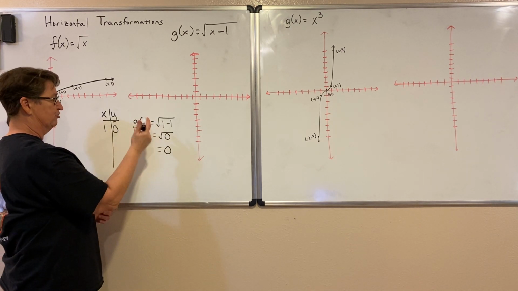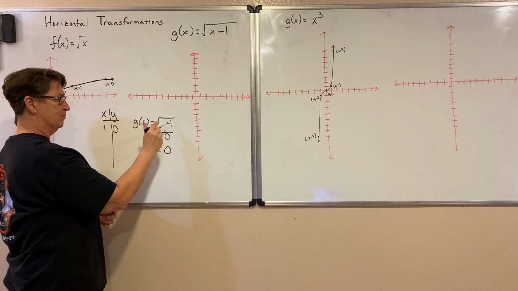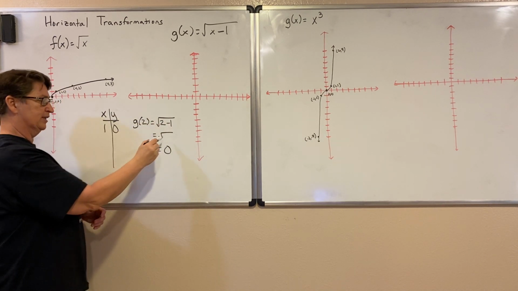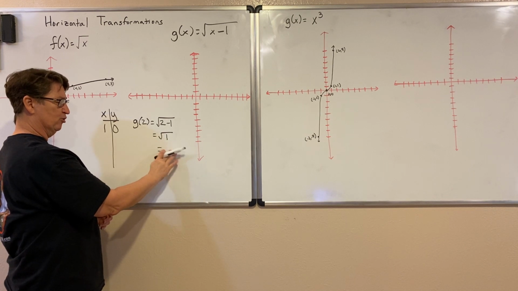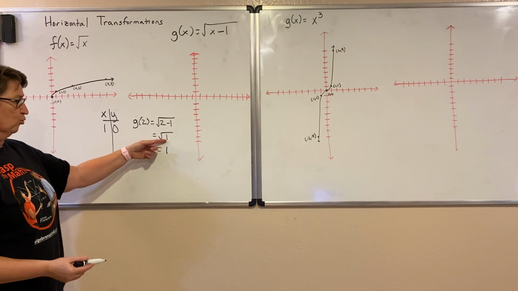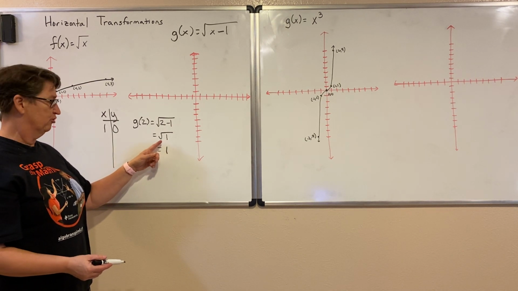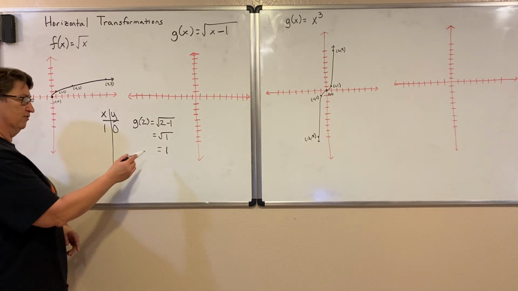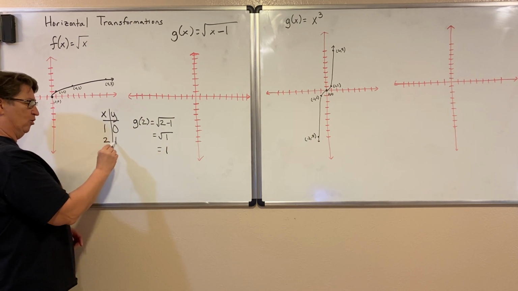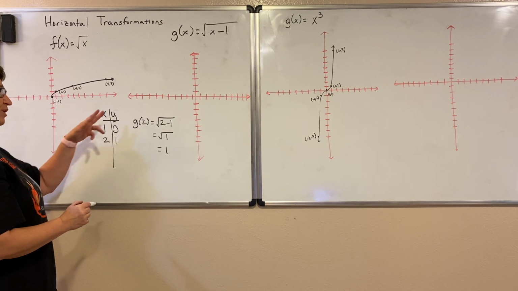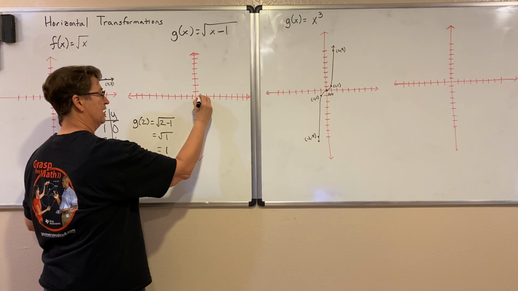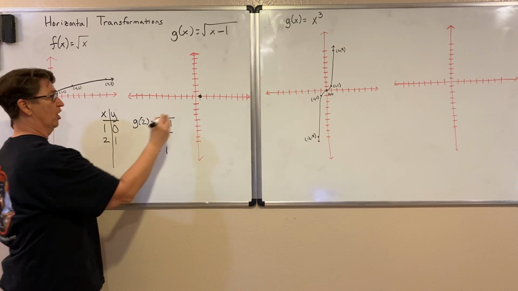Now, let's put in 2. When I input 2, 2 minus 1 gives me 1, and the square root of 1 is 1. That's a nice square root. Our output is 1. So we put in 2, and we got out 1. We now have 2 points on this new function: one at (1, 0), and another at (2, 1).